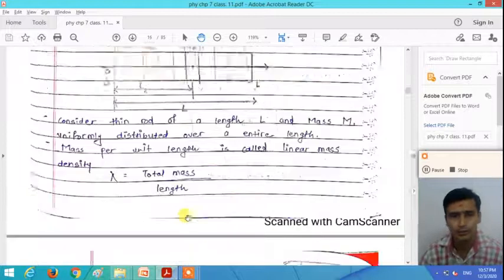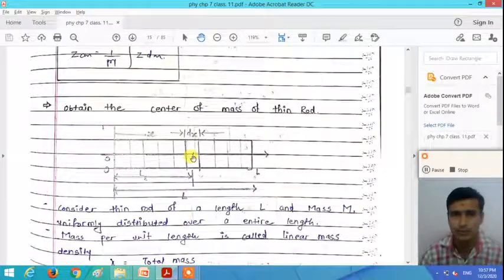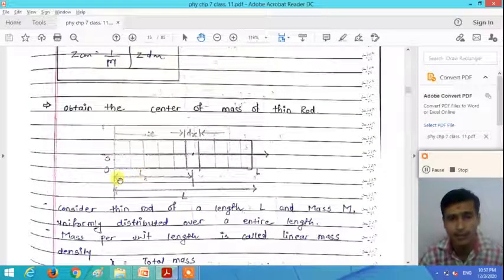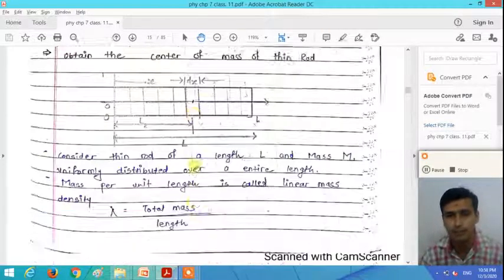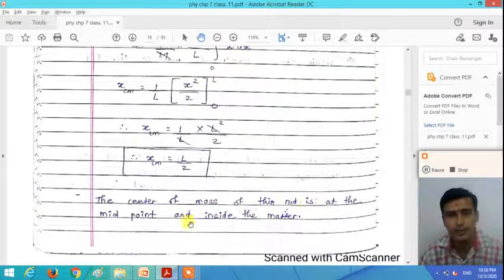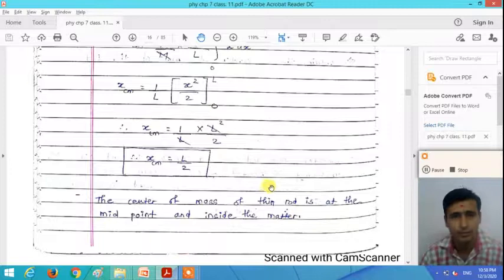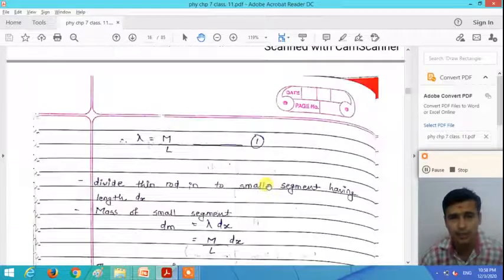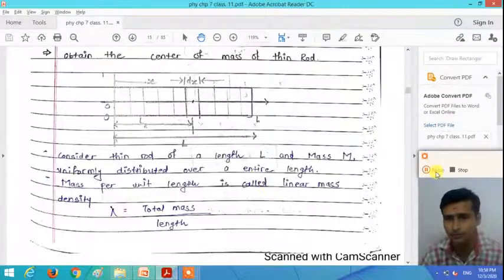So in this thin rod, the center of mass is located at a distance l by 2 from the origin, and that is the midpoint of the thin rod. So we can say that the center of mass of the thin rod is at the midpoint of the thin rod and inside the matter. So understand, dear student, how we can obtain the center of mass of the thin rod.